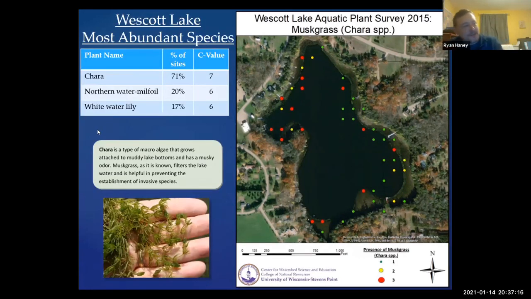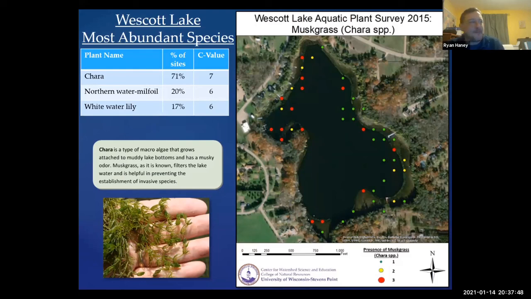The most common species we identified during the survey was Chara. Over 70% of the sites that were sampled had Chara present. Chara is also known as muskgrass, kind of has a musky smell to it. What's good about Chara is it's very effective at removing phosphorus from the water column. So it's a good plant to have in your lake in terms of managing nutrients. It's also a great plant because it grows relatively close to the bottom. It kind of carpets the bottom of the lake.